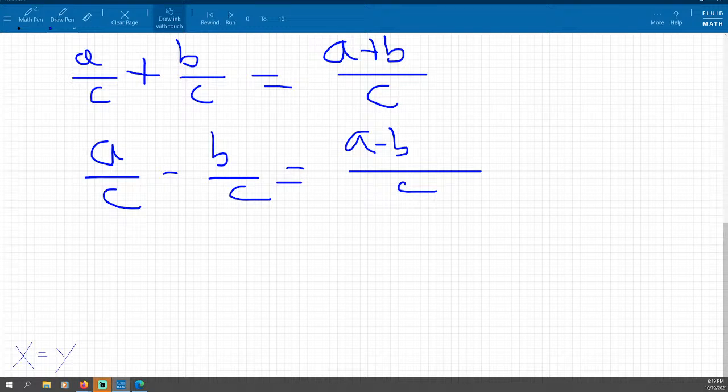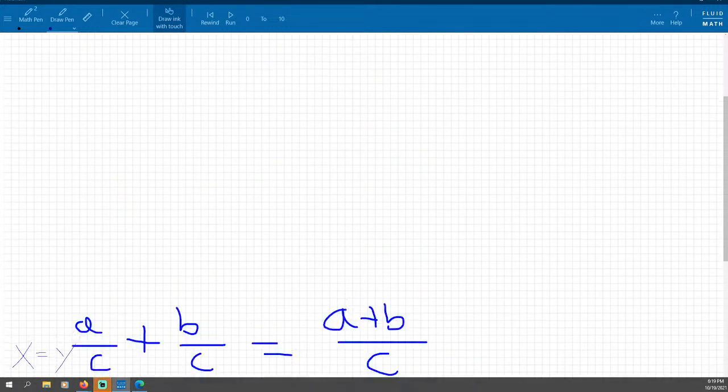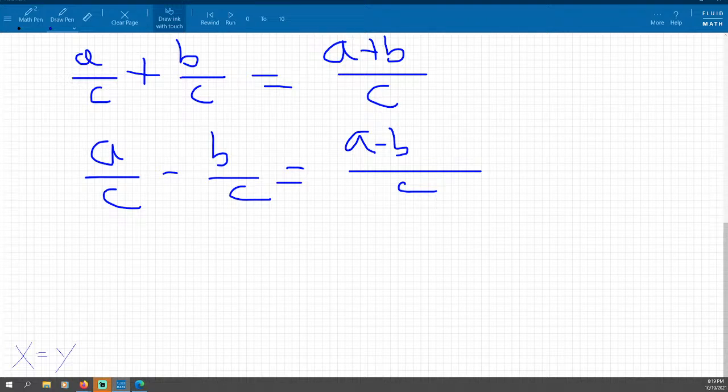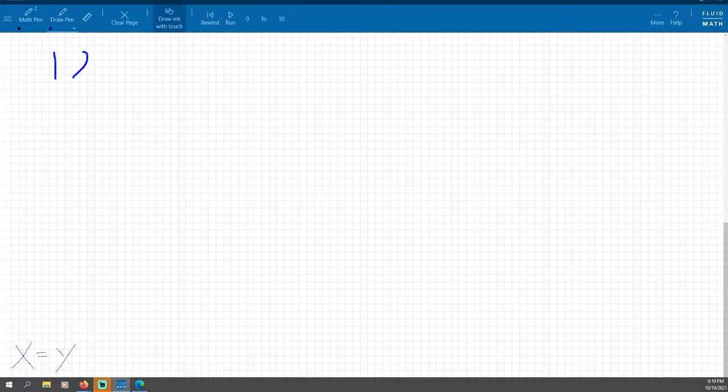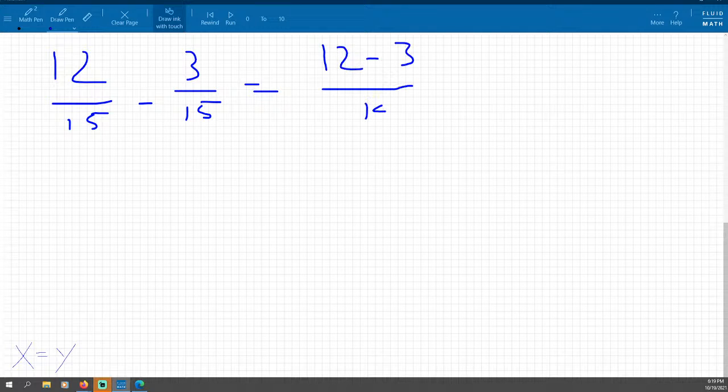So let's subtract. Let's subtract 12/15 minus 3/15. So what do we get here? We get 12 minus 3 over 15, which is equal to 9/15.